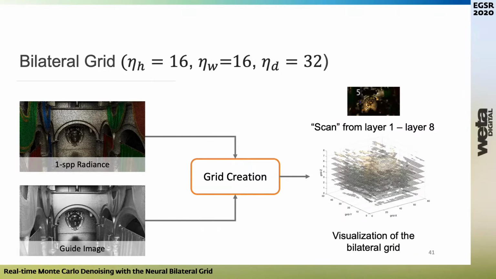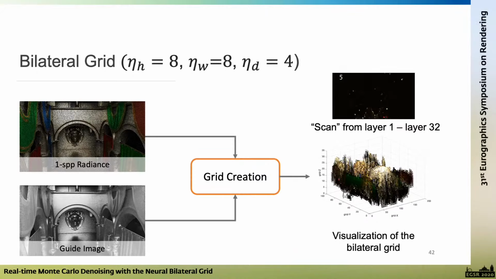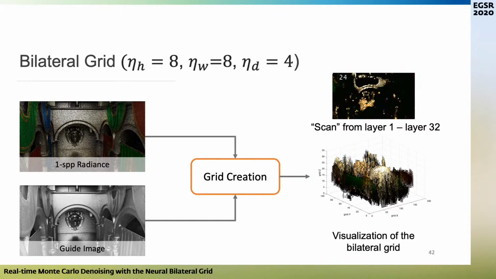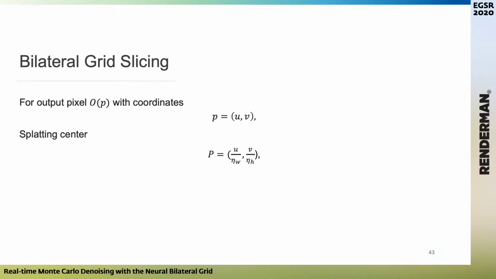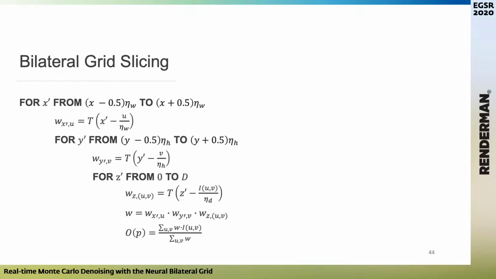And here is also the grid with depth equals 8, but we further squeeze the width and the height. By choosing the proper grid resolution, we expect that the neural network can learn to place the noisy radiance data in a bilateral grid in an optimal way. We reconstruct a denoised image by slicing the bilateral grid. This is a semantically symmetrical procedure to the bilateral grid construction.